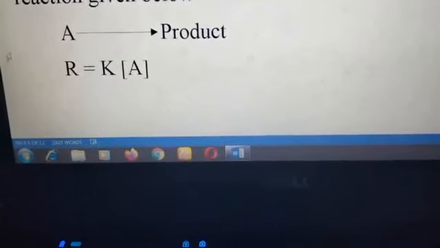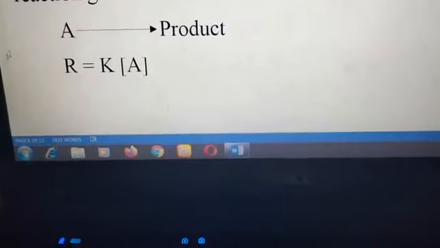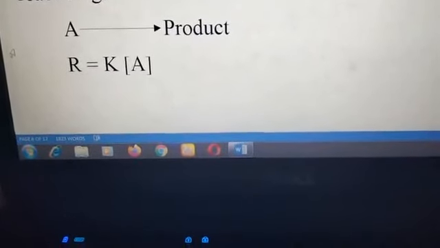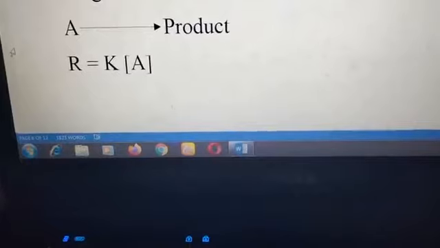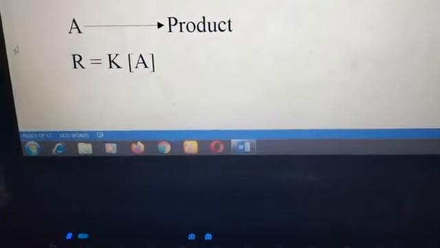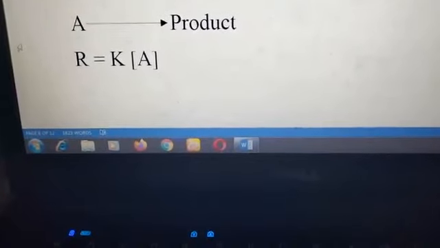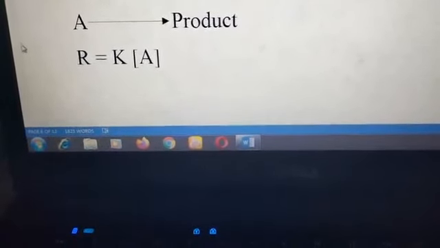Remember in the former example we used, A was raised to power 0. That was called a zero order reaction. So the power to which the substance is raised determines the order. If raised to power 0, it is zero order. Raised to power 1, first order. Raised to power 2, second order. So you can see that.